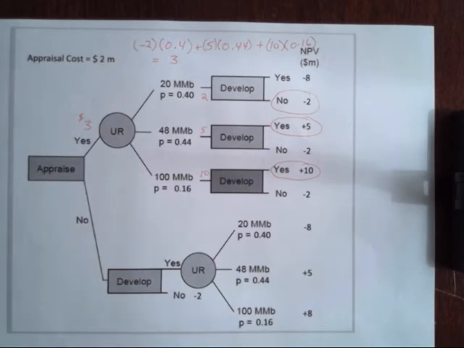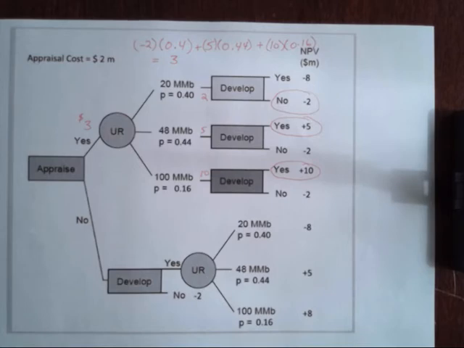Notice in this case too, we don't have the decision not to develop. The benefit of doing the appraisal is we can make that decision. If we do the appraisal and find we have 20 million barrels, we can shut down before we even break ground at all.